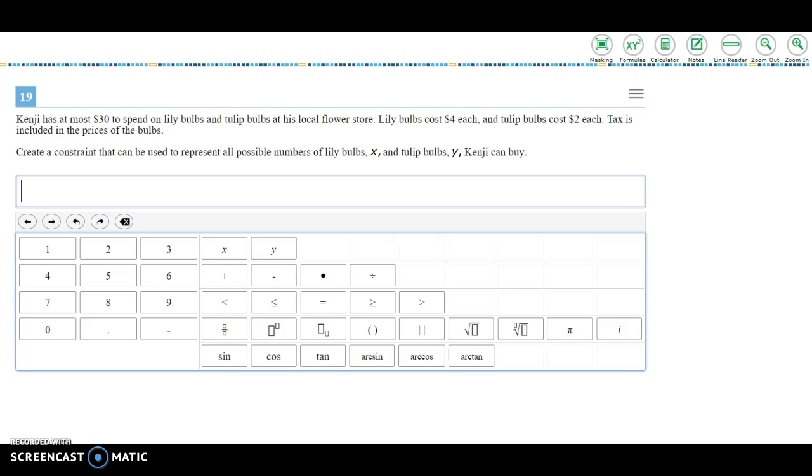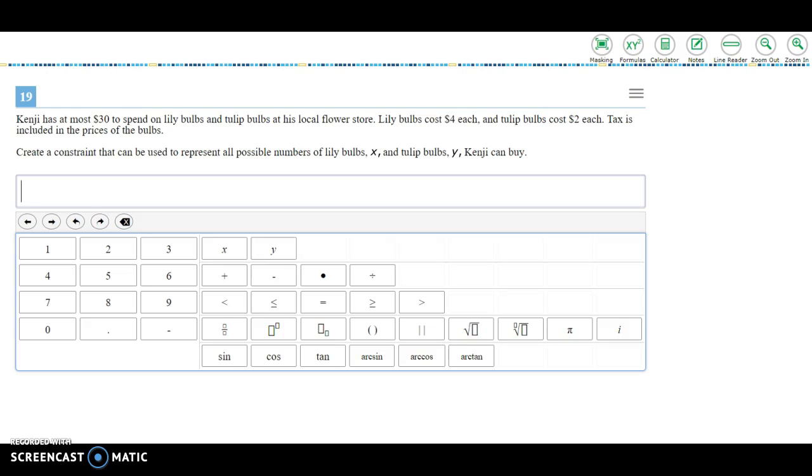He cannot spend $31. He can't spend $32, but he can spend $30. He can spend $29, $28, or he doesn't have to spend any dollars. He can just not buy flowers. It's fine. Also, lily bulbs are more expensive. They're $4 each. Tulips, $2 each. We are going to represent lily bulbs with X, tulip bulbs with Y. So it looks like I am going to need X and Y in my equation. And I need to think about the number 30 because that's how much money he has.